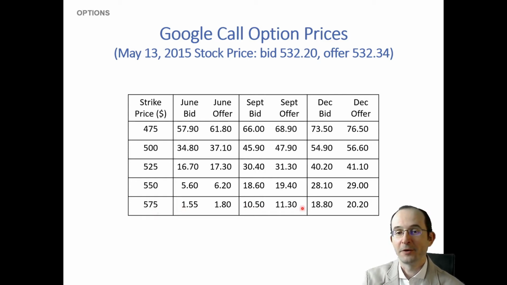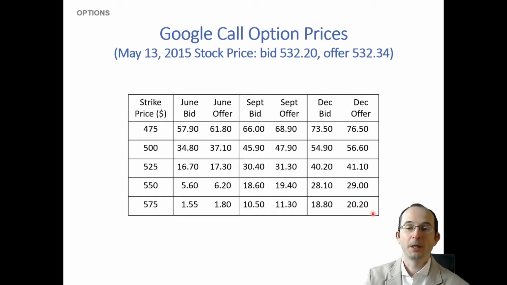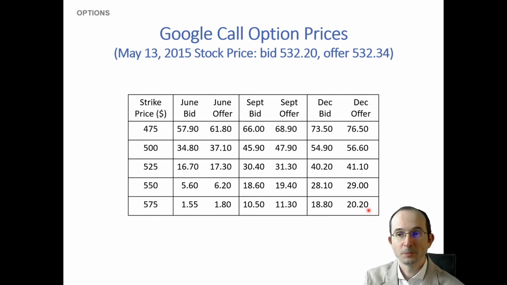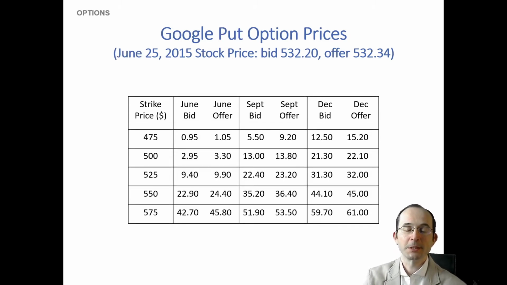But the farther out you go in terms of the maturity of the option, the more chance there is for the price of Google to reach even that higher threshold. So you are still going to be willing to pay more for that right. So these are the options to buy a share of Google at a pre-specified price. These are the call options. Let's look at put options, the right to sell one share.